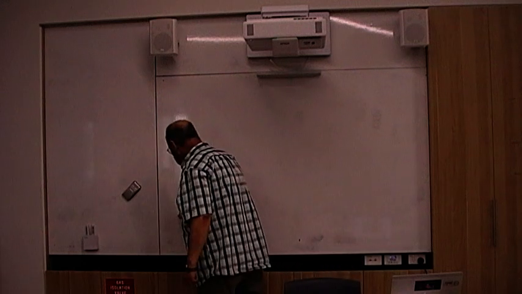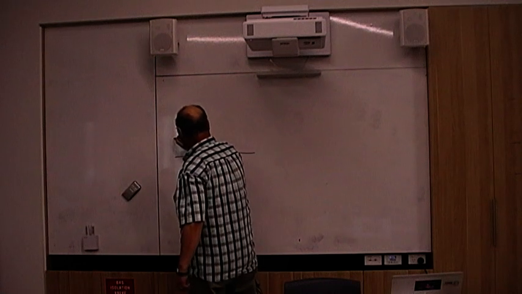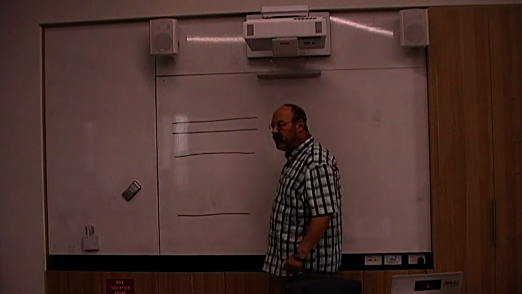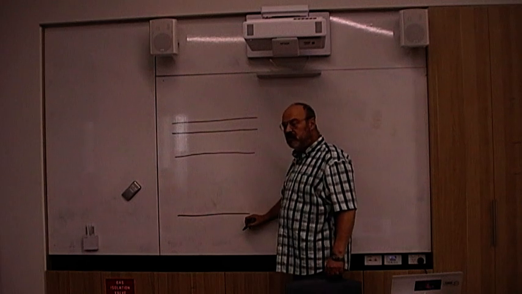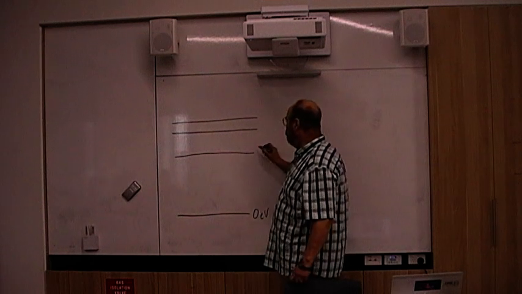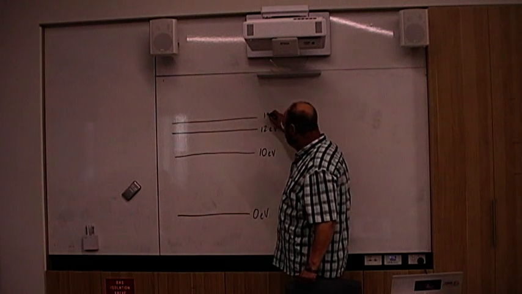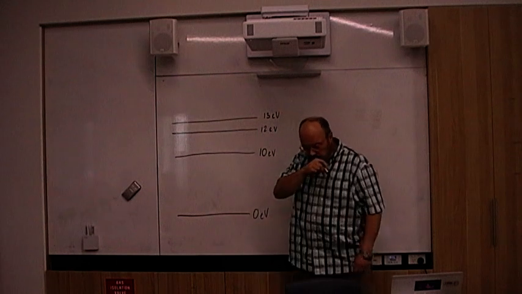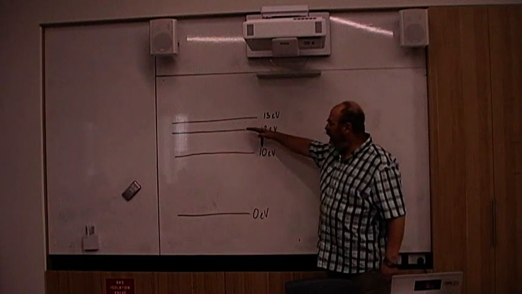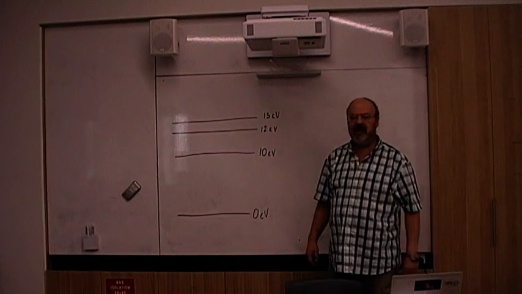Let's consider some element that has, let's say, 4 permitted energy levels. Let's take the lowest one, often called the ground level. Let's say that it's 0 electron volts. This will be, let's say, 10 electron volts. This will be 12 electron volts. This will be 13 electron volts. So if an electron is at any of those levels, it does not emit an electromagnetic wave.